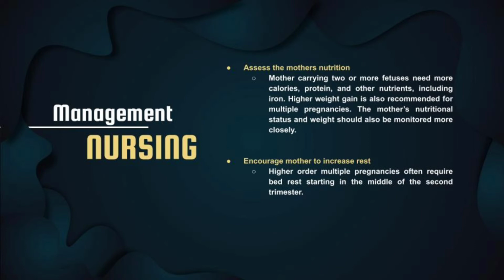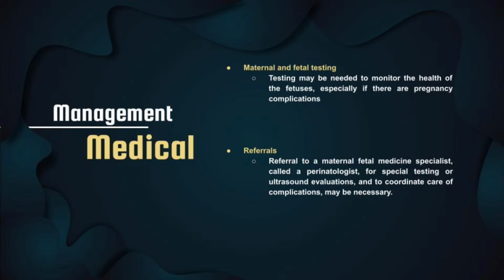Now let's move on to the management. For the nursing management, assess the mother's nutrition. Mothers carrying two or more fetuses need more calories, protein, and other nutrients, including iron. Higher weight gain is also recommended for multiple pregnancies. The mother's nutritional status and weight should also be monitored more closely. Then, we encourage mothers to increase rest. Higher order multiple pregnancies often require bed rest starting in the middle of the second trimester. I apologize for my mistake.